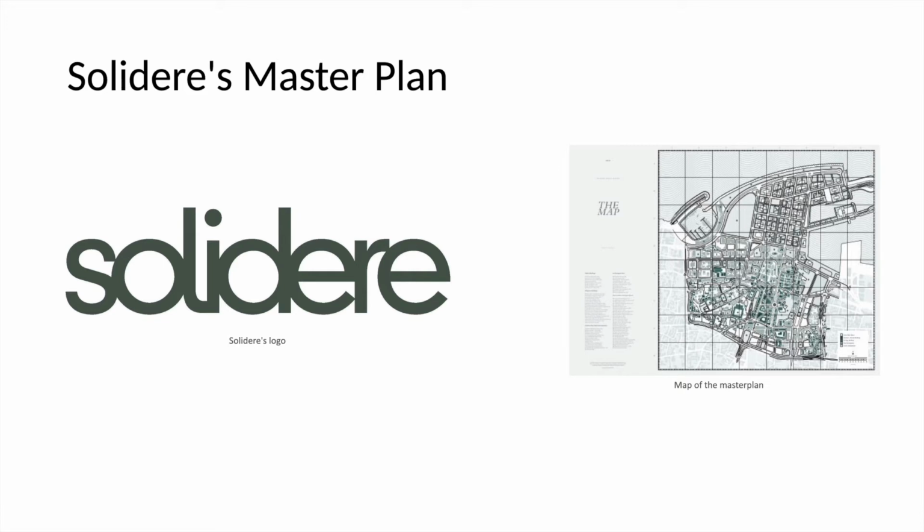Solidere was the company that was tasked with rebuilding parts of the city. Their master plan was proposed by Lebanese architect Jad Tebet. His goal was to maintain the essence of the pre-war souks, add more open space, and preserve archaeological discoveries and integrate them into the design.